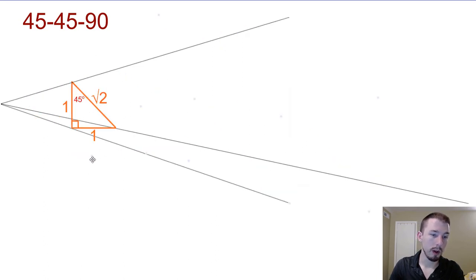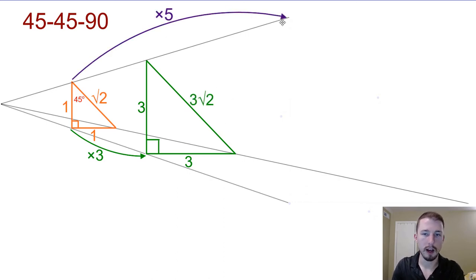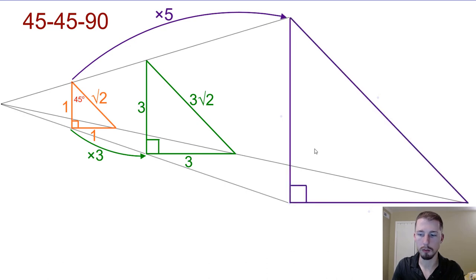We could also multiply everything by 3. So here would be the triangle, just 3 times as big. 1 times 3 would be 3. 1 times 3 is also 3. And then radical 2 is now 3 radical 2. Okay. We could also multiply it by a scale factor of 5. So that would give us this one here. Whoa, pretty big. So 1 times 5 is 5, and then 5. And as you probably guess, 5 radical 2.